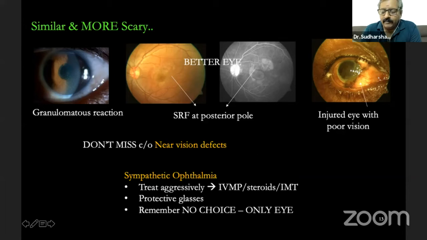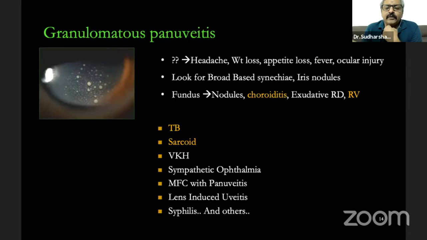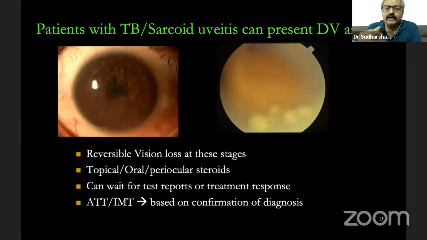Remember that you need to treat them aggressively and make sure that you give protective glasses for prevention of injury in the other eye also. IV methylprednisolone is the treatment initially, followed by steroids and immunomodulators. So a granulomatous panuveitis can be VKH or sympathetic ophthalmia, but if you have a granulomatous panuveitis with significant choroiditis and retinal vasculitis as the predominant involvement, then you're probably dealing with cases of TB or sarcoid.